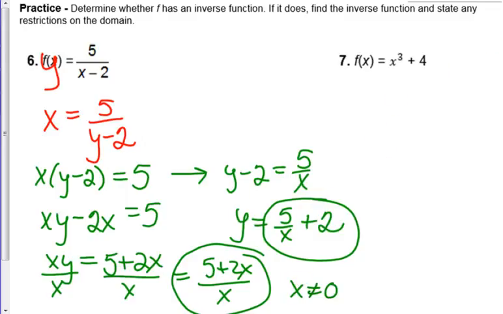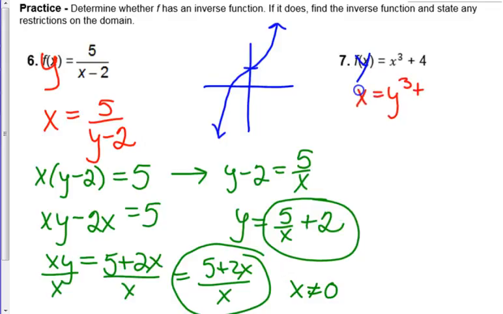All right, number 7 is a cubic. The graph looks like this, up at 4. Is it okay to do the inverse and you have a function? So this is a y. We're going to trade those. We will have x equals y cubed plus 4. Then what?